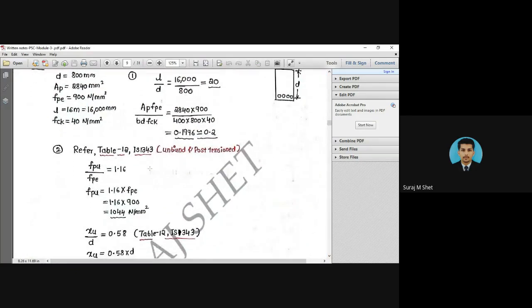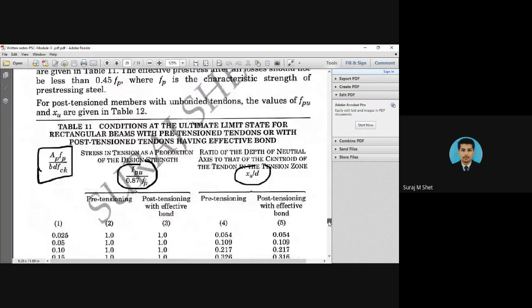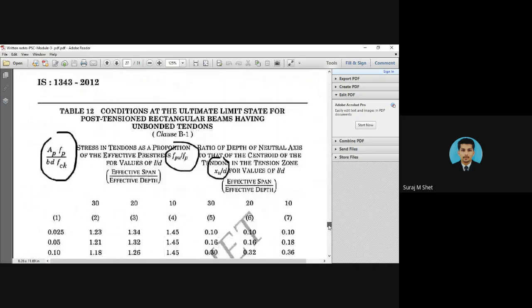For the unbonded section, you have to refer to table number 12, IS code book 1343-1980. The first step is FPU divided by FPE is equal to 1.16. So how to get this 1.16? See, the effective reinforcement ratio is 0.2. So I'll go to table number 12, unbonded post-tensioning member. See, this is table number 12.